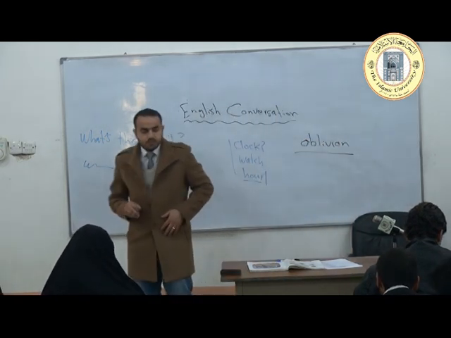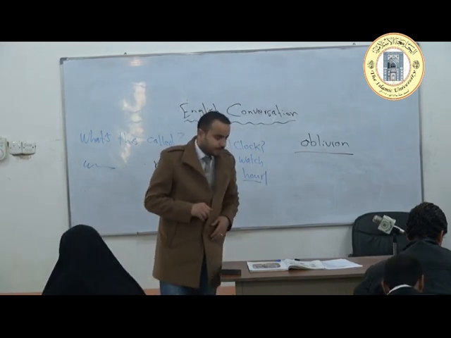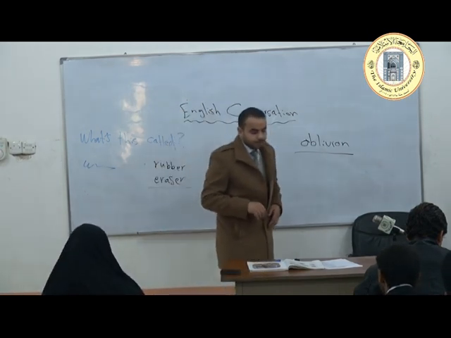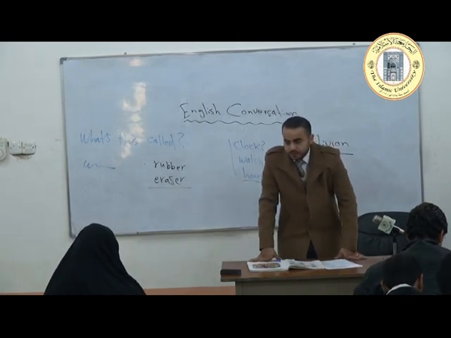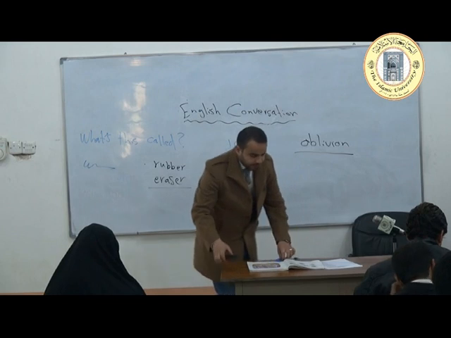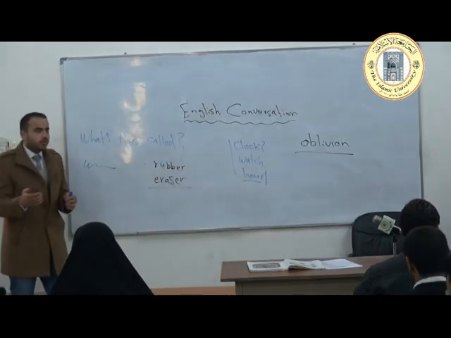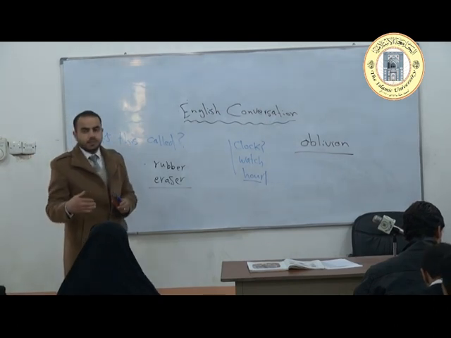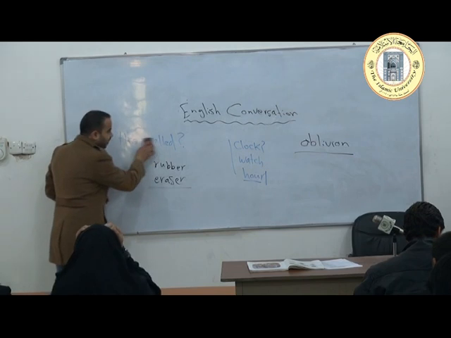Now we come to box 9. It's word power: prepositions and articles. These prepositions are used to indicate place, to know where I can find something.